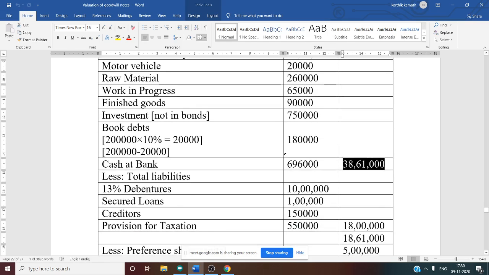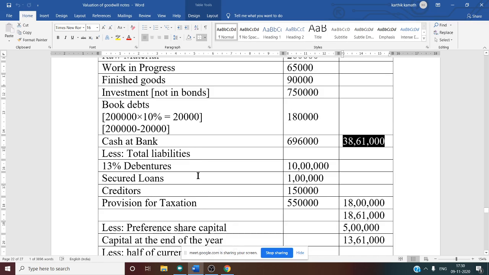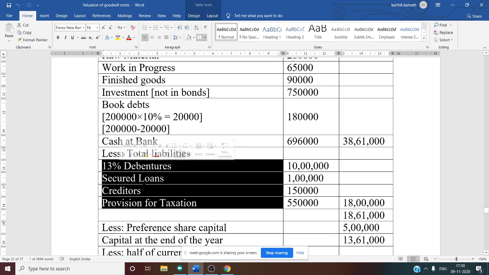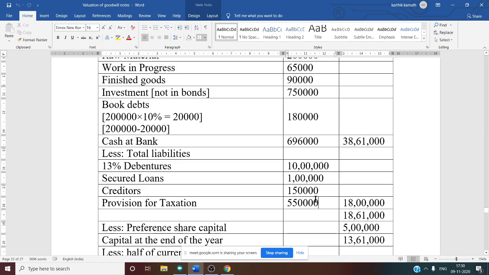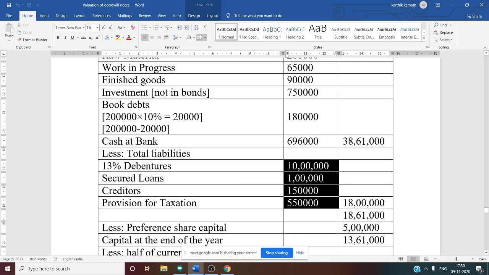Then less total liabilities. Liabilities except shareholder fund, everything comes. Debentures, external secured loan, long-term loan. Then creditor, external liability, provision for taxation, which is one kind of provision. So total liability means liabilities including external liabilities, provisions and contingency. All this information is given on the liability side.